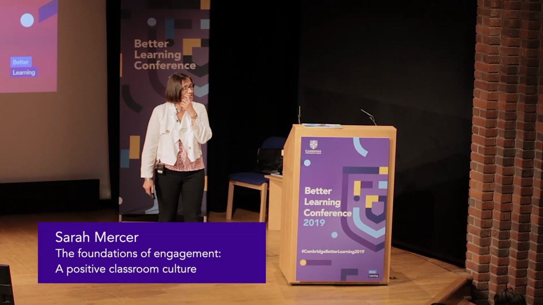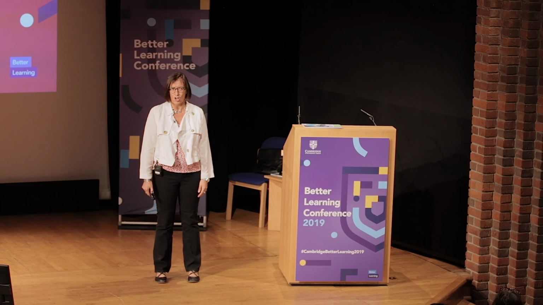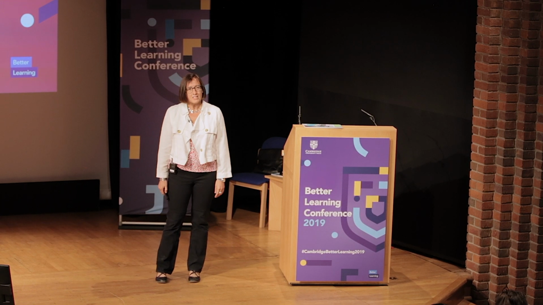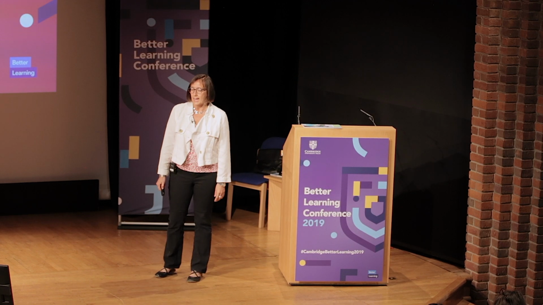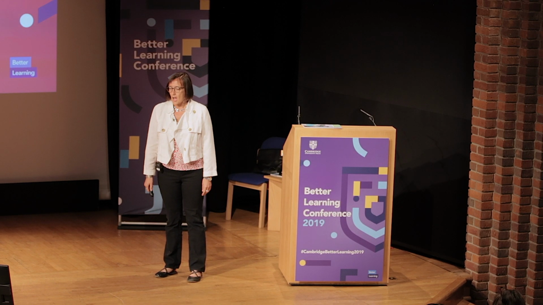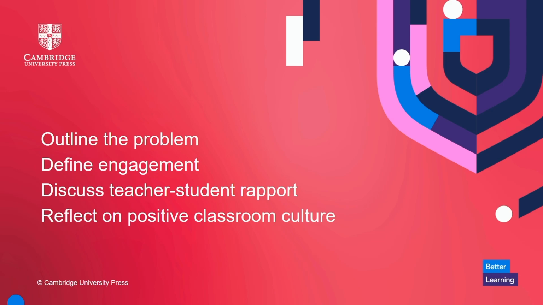The plan today is I'm going to start off by outlining what seems to be a little bit of a problem that many of us are facing in our classrooms today. I'm going to talk about the topic of engagement, which is sort of the background to this talk and how we came to be interested in this. I'm going to talk a little bit about teacher-student rapport, and I'm going to talk about positive classroom culture. So I'm talking about two relational aspects, and that's going to be the focus of what we're going to have a look at today.